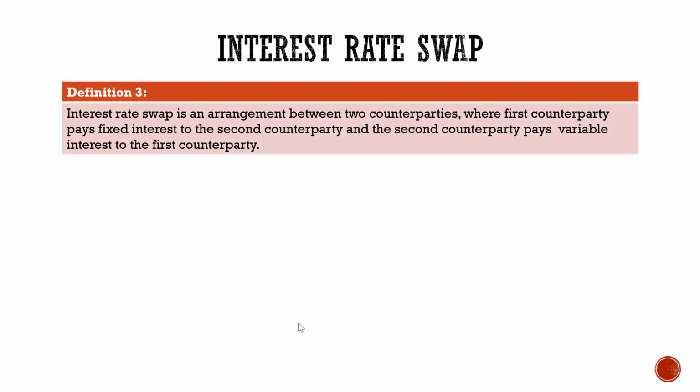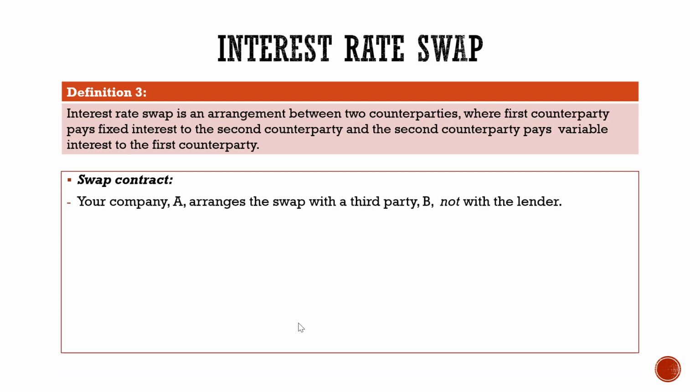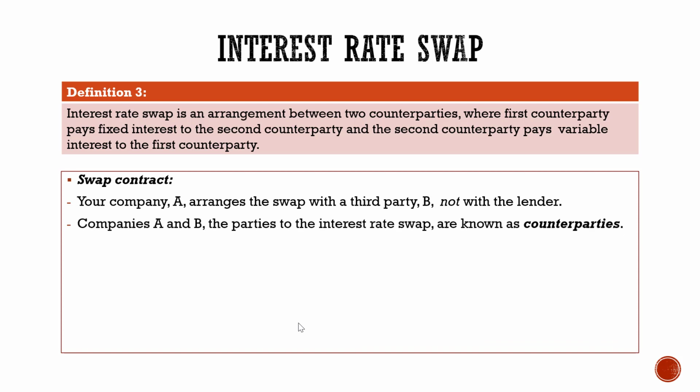So an interest rate swap is basically an arrangement between two counterparties where the first counterparty pays fixed interest to the second counterparty and the second counterparty pays variable interest to the first counterparty. So under the swap contract, suppose your company is Company A. Arrange the swap with the third party B, not the lender. Company A and B, the parties to the interest rate swap, are known as counterparties.